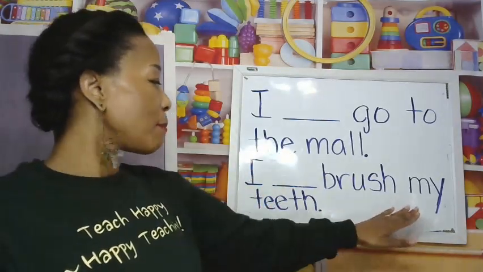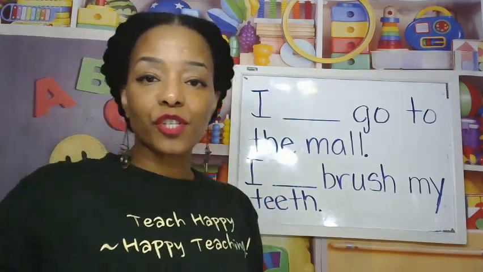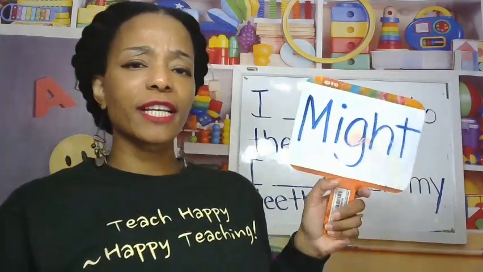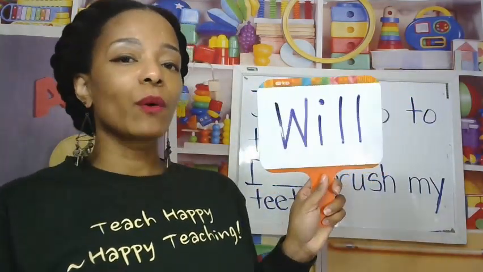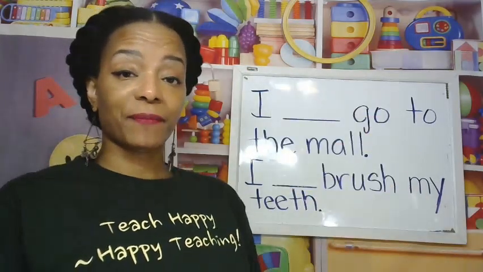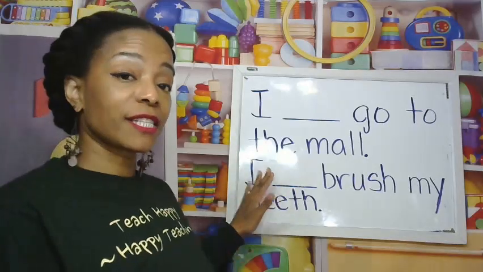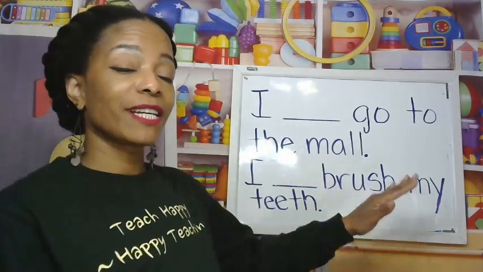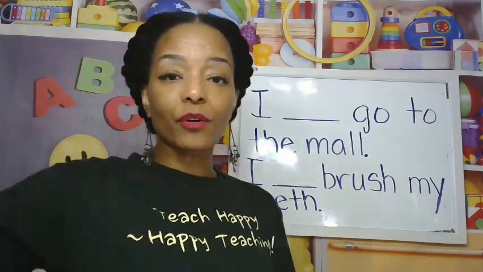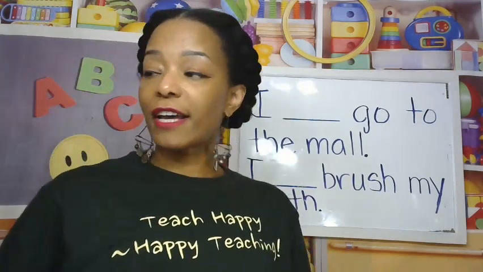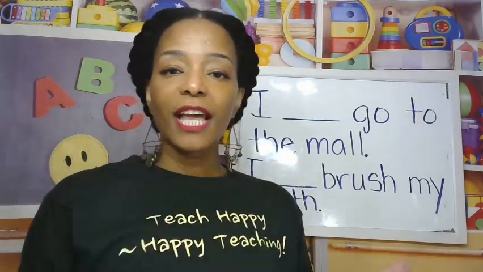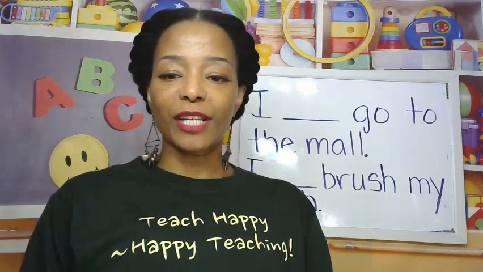I brush my teeth. Can you circle what word is correct? I might brush my teeth. I will brush my teeth. They say will. Great job. Have them read the sentence. I will brush my teeth. And have them circle to make sure they identify the correct word. That is all you have to do for that demo lesson.